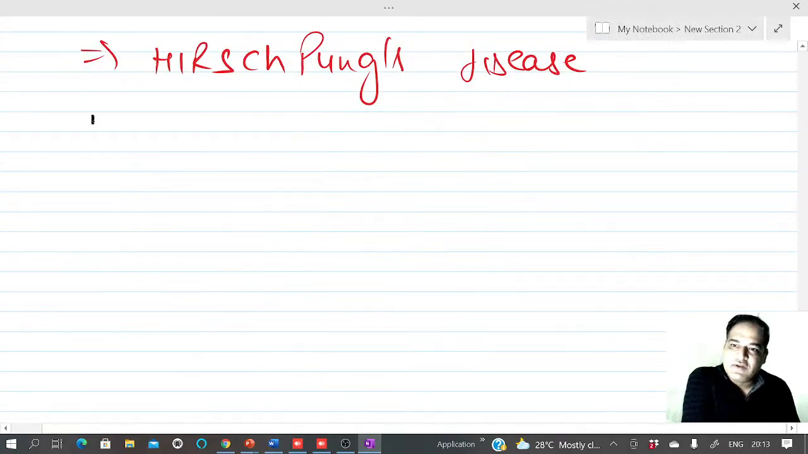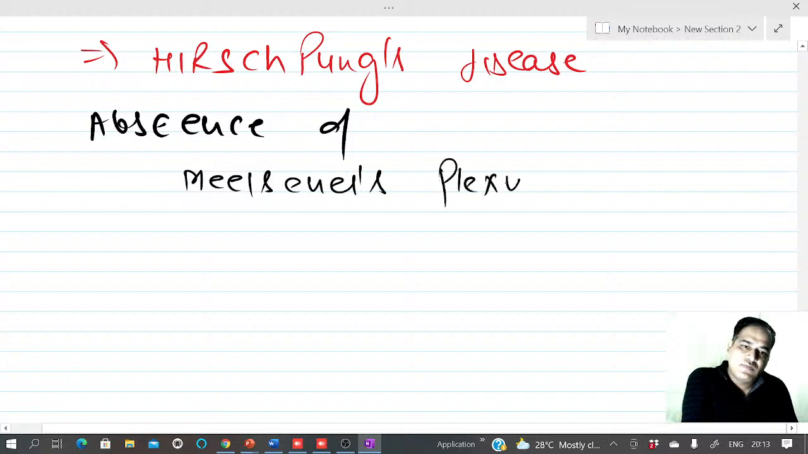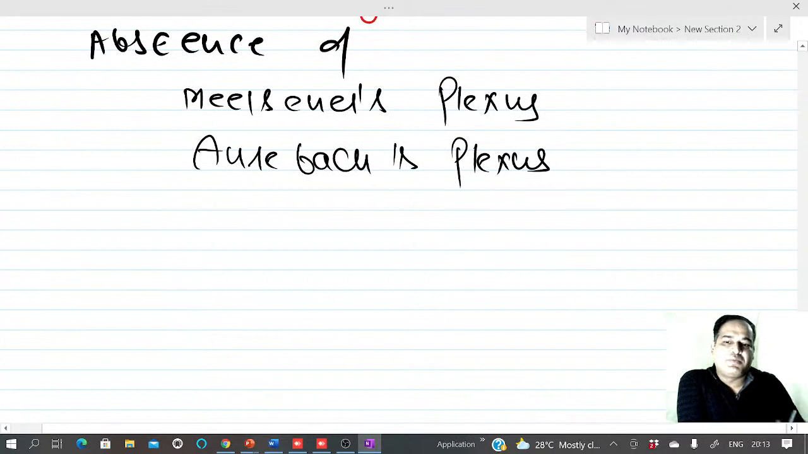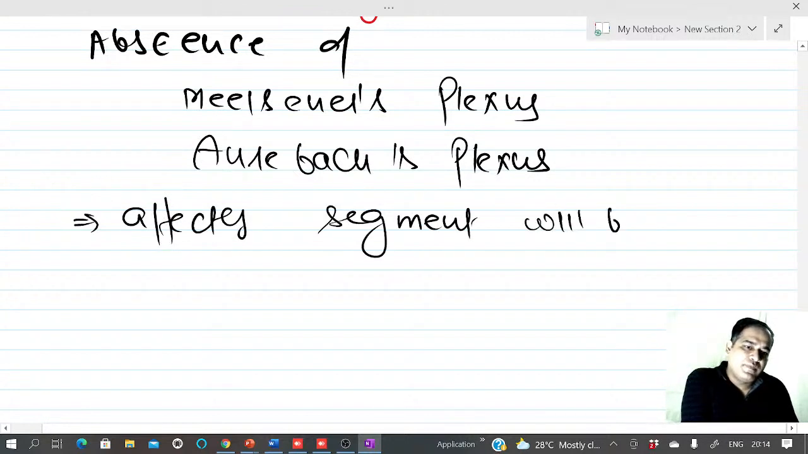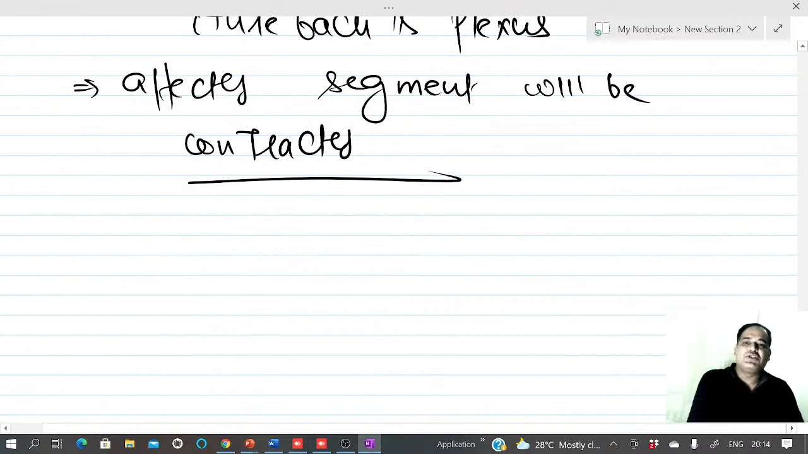Hirschsprung disease. So there is absence of Meissner's plexus and Auerbach's plexus. Now, the same thing happened in atresia, but here what will happen? The affected segment will be contracted. Remember, in atresia, the affected segment was dilated.